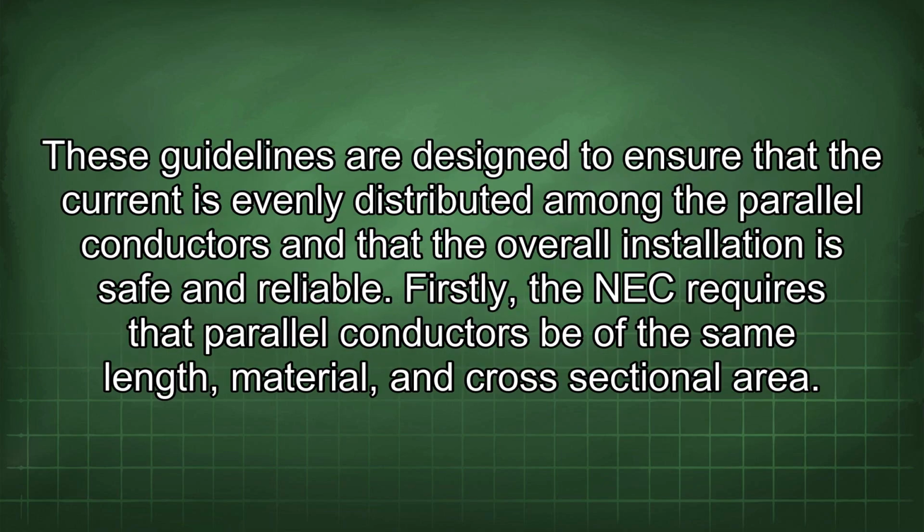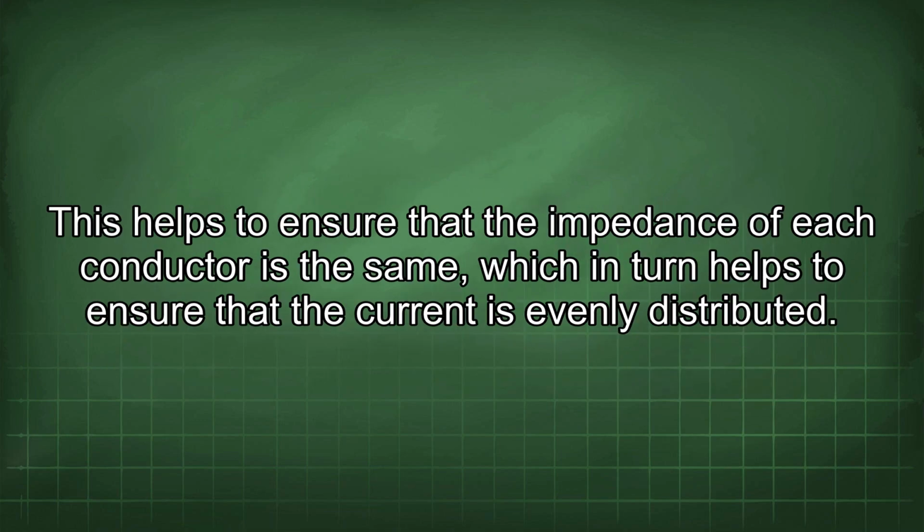These guidelines are designed to ensure that the current is evenly distributed among the parallel conductors and that the overall installation is safe and reliable. Firstly, the NEC requires that parallel conductors be of the same length, material, and cross-sectional area. This helps to ensure that the impedance of each conductor is the same, which in turn helps to ensure that the current is evenly distributed.